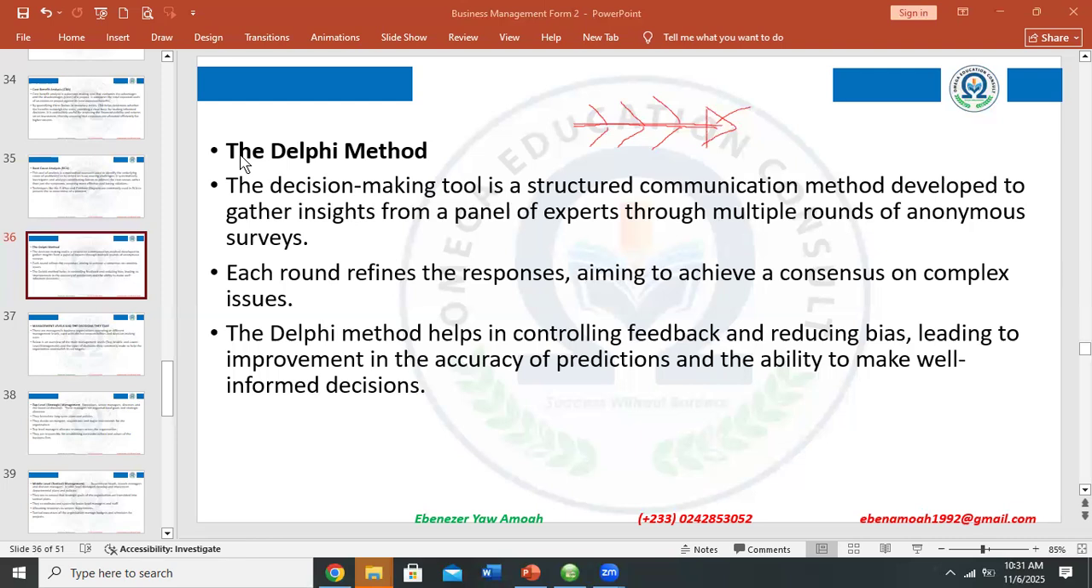Based on the response you get, you do another one, until you get to a point where you can determine that the experts are seeing each other's view, or are beginning to reach a consensus on an issue. For example, I think some companies do this. For example, the business is having issues with sales growth.